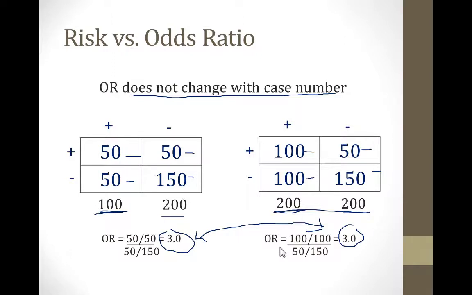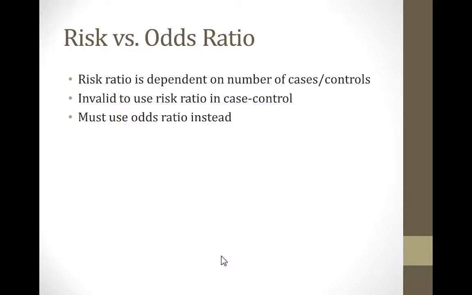And that's why we use the odds ratio in case control studies, because it does not vary based on the number of patients we study. So just to summarize, because this is an important point that often comes up in board questions, the risk ratio is dependent on the number of cases and controls. So it's invalid to use the risk ratio in a case control study where you can choose the number of cases of disease that you're going to have. In case control studies, you must use the odds ratio for this reason.